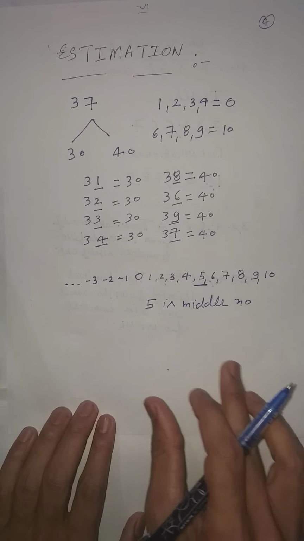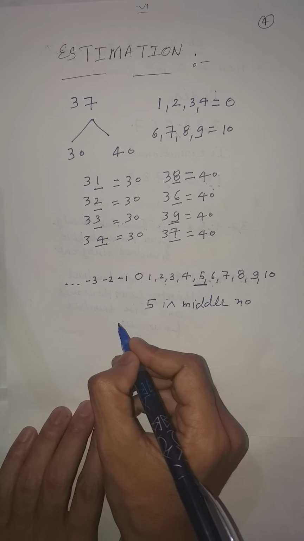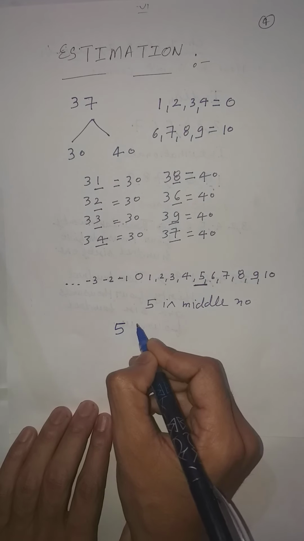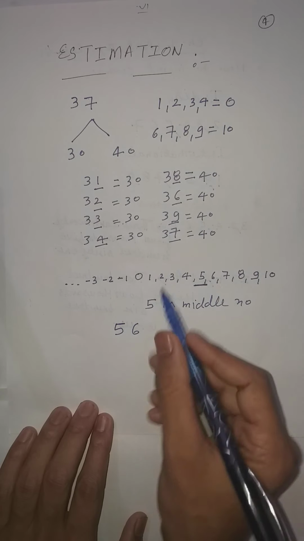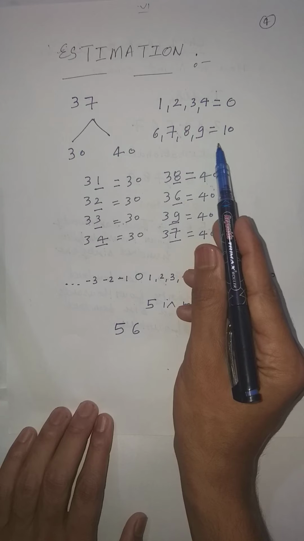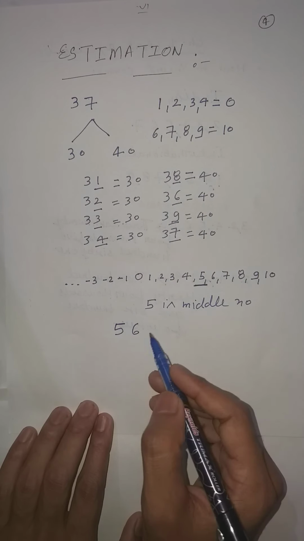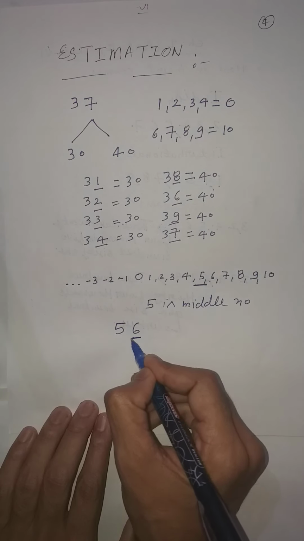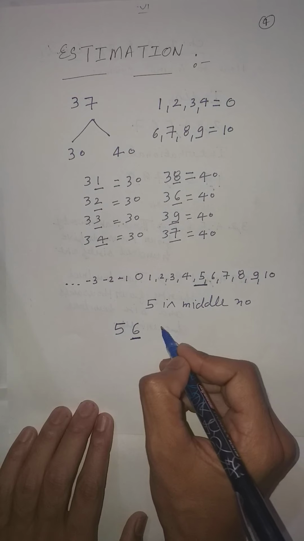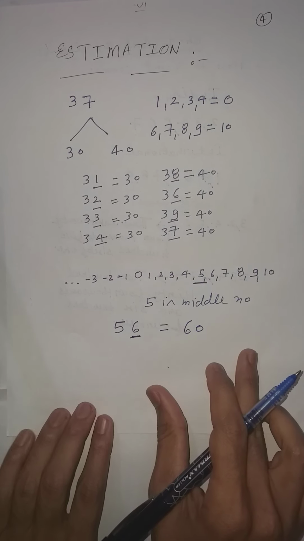So what is the result? You will always compare according to the 5. It means if there is a number like 56, then yesterday I explained, if 6, 7, 8, 9, then you will increase to 10. Here also this is proof that 5 is the middle number. So you will see if the first number is greater than 5. Here the first number is 6, which is greater than 5, so here you will write down 60.